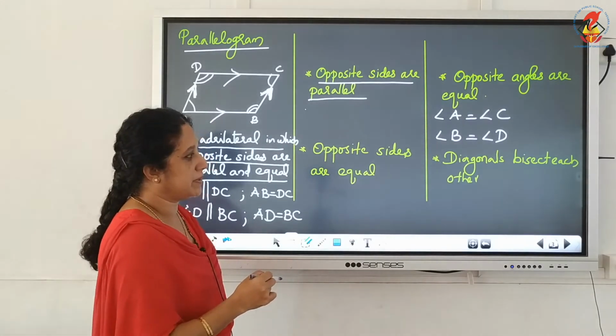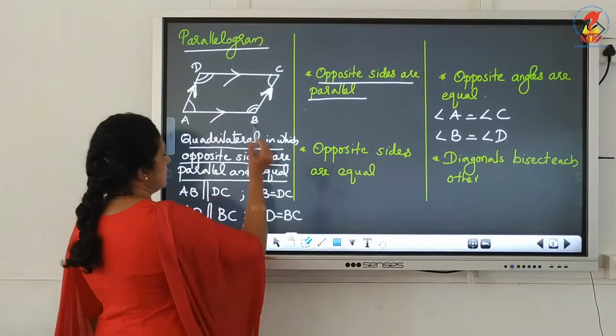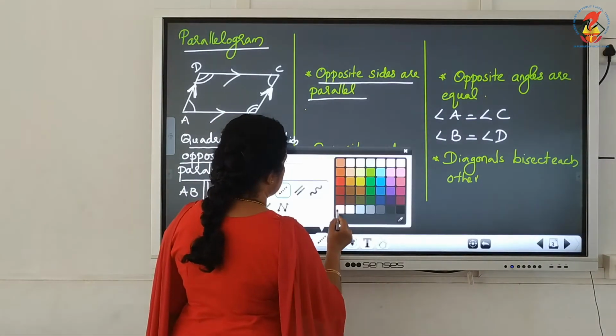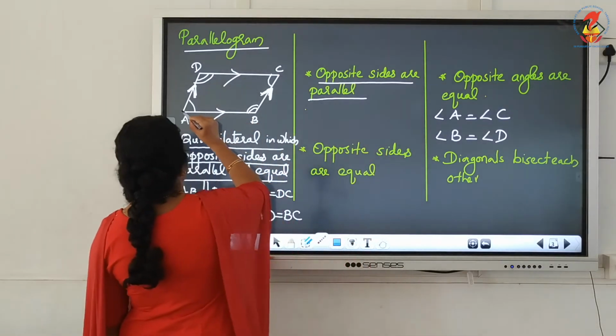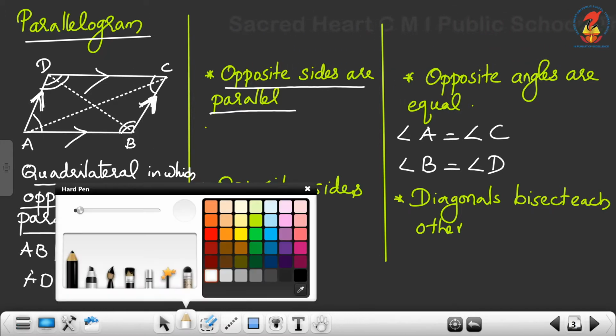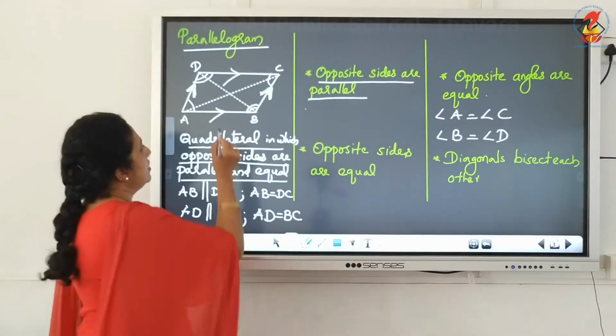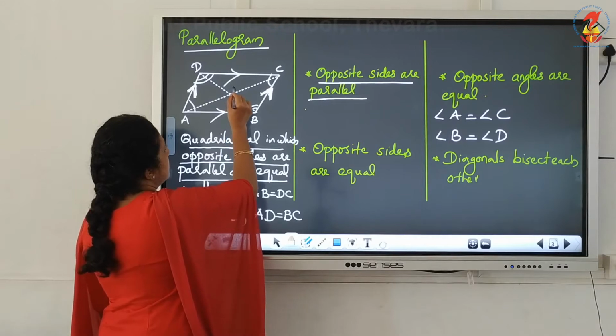Now, the fourth property, diagonals bisect each other. So, when you join the opposite vertices, we will get the diagonals. When you join A and C, we will get one diagonal. Then again, we can join B and D, then we will get another diagonal. Now, what is the property? Diagonals bisect each other.